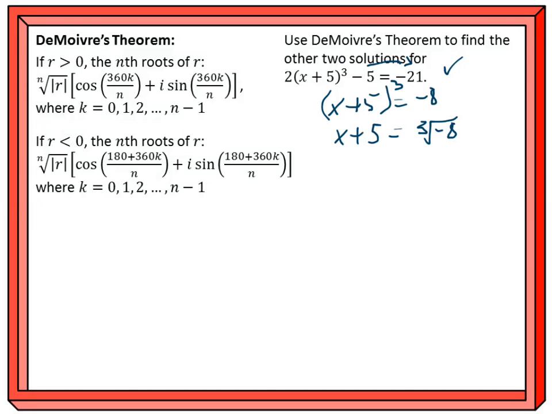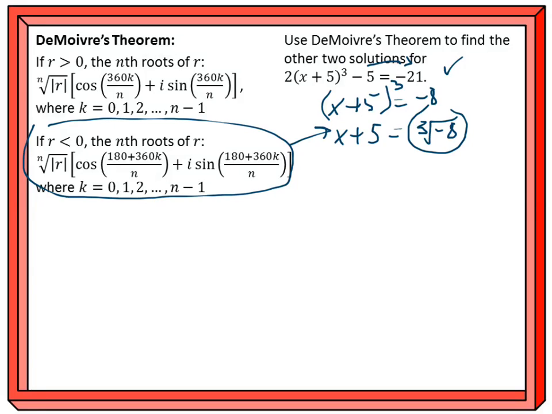and that's what we used on the last problem in order to solve the problem. But it's at this point that I'm going to use the formula, and since that 8 is negative, I'm going to use this one to find the other two. So in other words, once I find the other two cube roots of negative 8, then I'm going to set it equal to x plus 5 to find the actual other two solutions for this cubic equation.